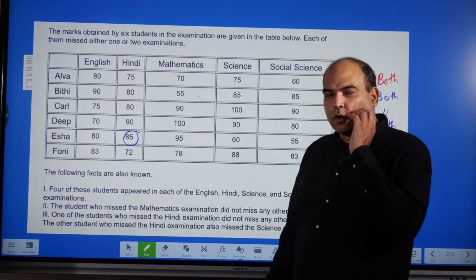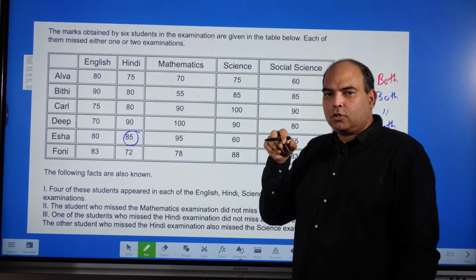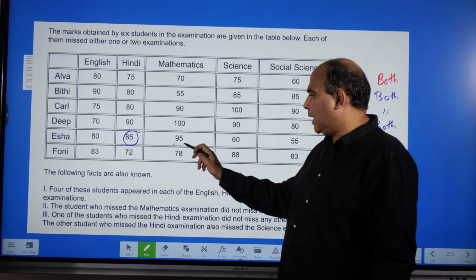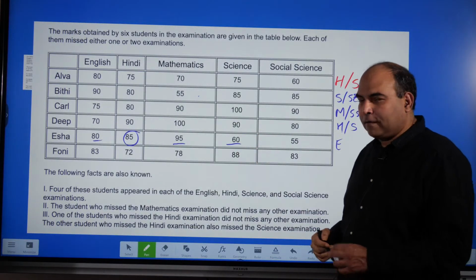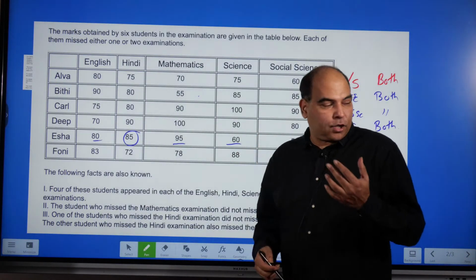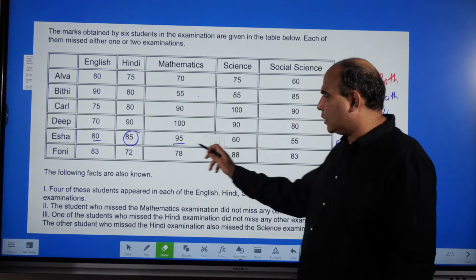Could this be the missing score? The answer is no, because if this is the missing score, the top 3 scores should be adding to 255, and 95 plus 80, 175 plus 60 does not add up to 255. I keep telling you, the faster your additions are, the better you will be in handling these questions.